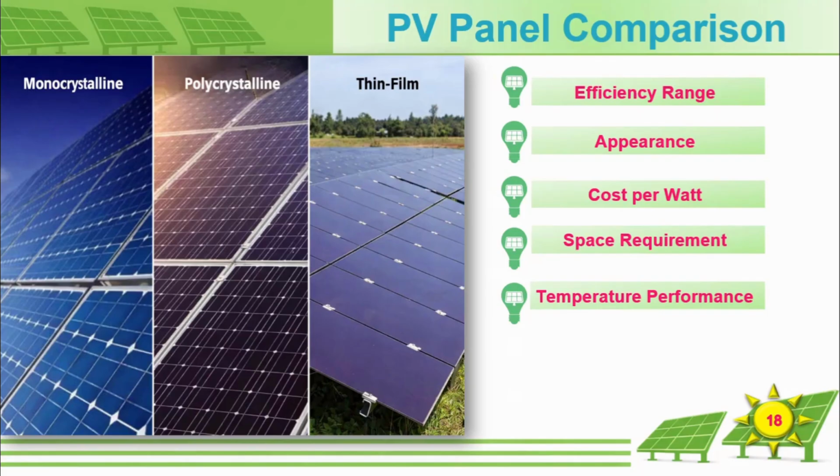Here, a parameter is defined for panels called the temperature coefficient, which determines up to what temperature the panels can maintain their efficiency. For example, polycrystalline panels, because of their blue surface, have better efficiency in places with very high temperatures compared to monocrystalline panels, since they have a higher temperature coefficient.